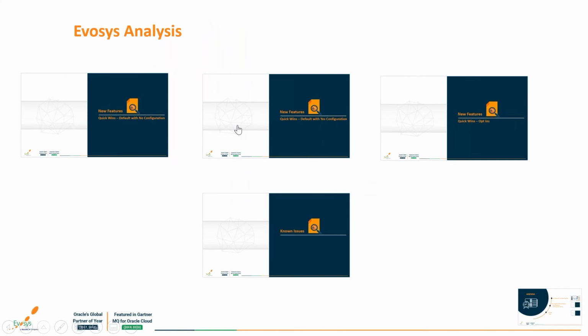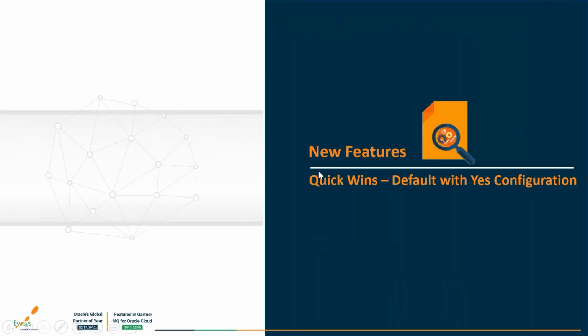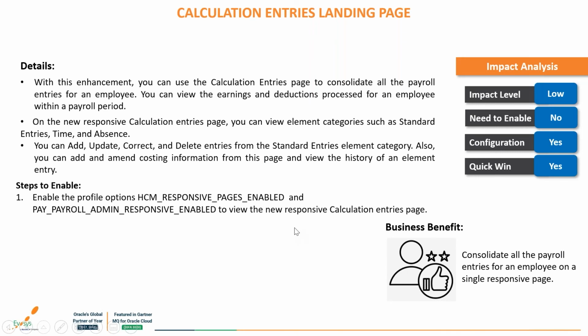The next set of features that we're going to look at is quick wins that require some additional configuration. And the feature we have here is calculation entries landing page. So Oracle is bringing the responsive UI page for calculation entries in the upgrade of 22A. And some of the actions that a payroll admin could perform via the screen are viewing all the different kinds of entries, such as standard entries, time card entries, absence entries. They would also be able to add, update, and delete such element entries.